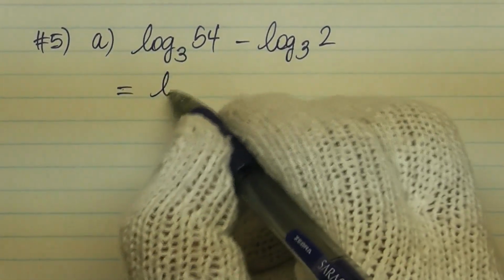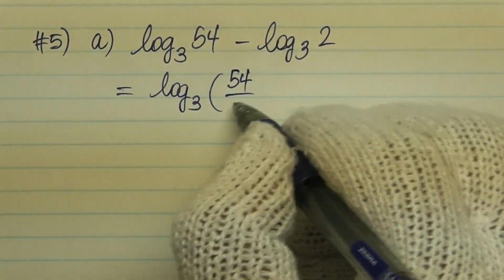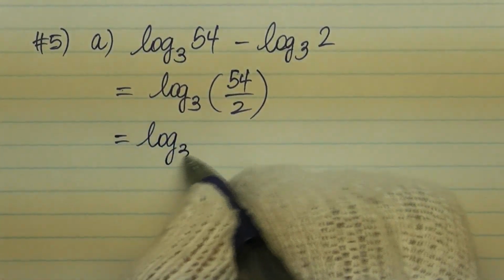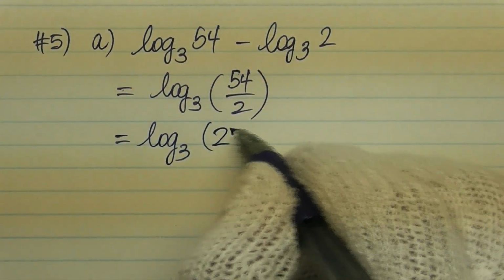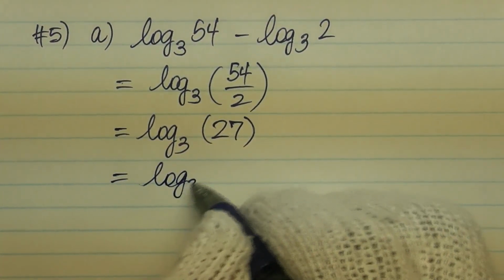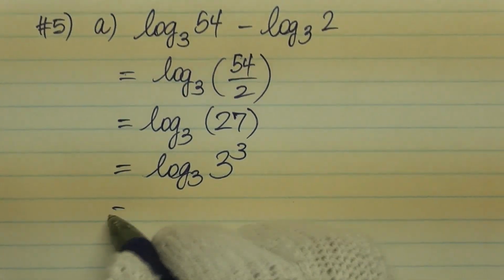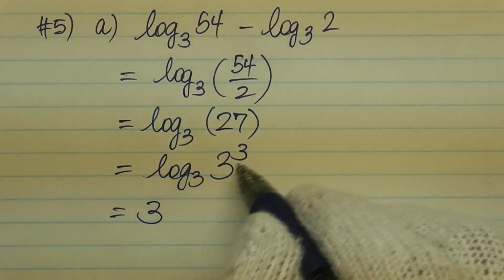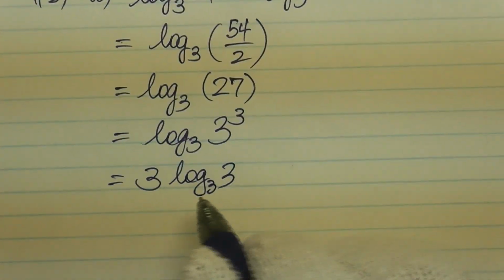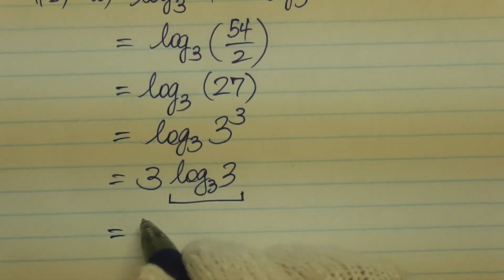So this is going to be log base 3 of 54 divided by 2. Log base 3, 54 divided by 2 is 27. That's the same as 3 cubed. That 3 comes down in front. The log base 3 of 3 is 1.